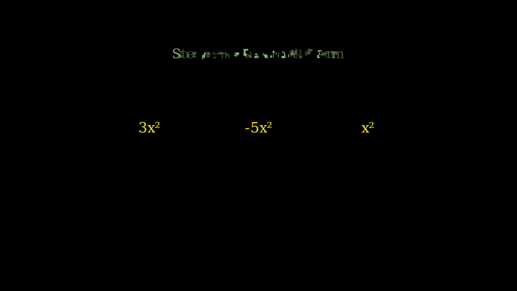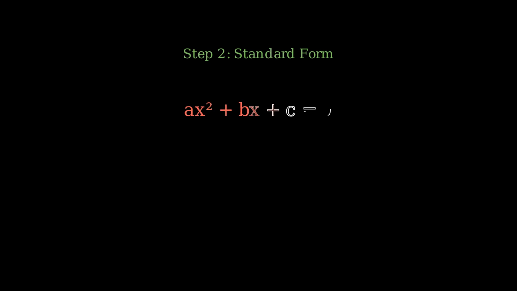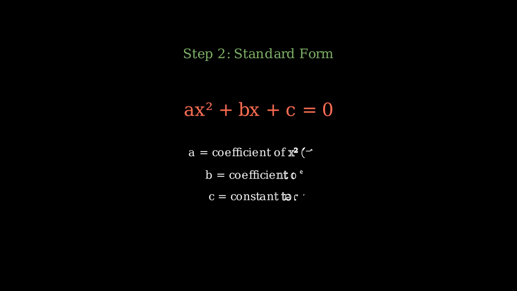Now let's look at the standard form of a quadratic equation. The standard form is ax squared plus bx plus c equals 0. Here, a is the coefficient of x squared and cannot equal 0, b is the coefficient of x, and c is the constant term. Let's practice identifying the coefficients in some examples.